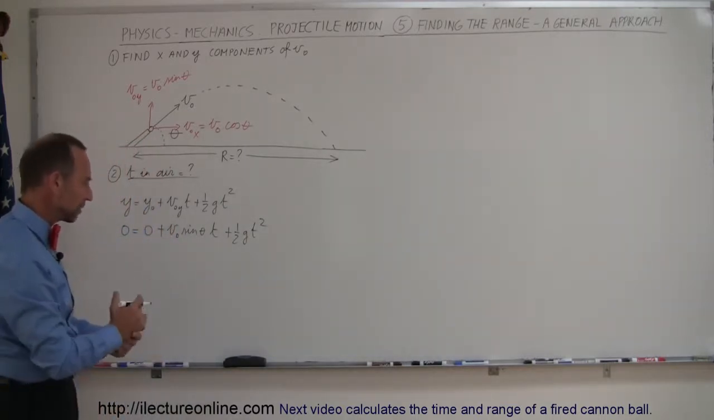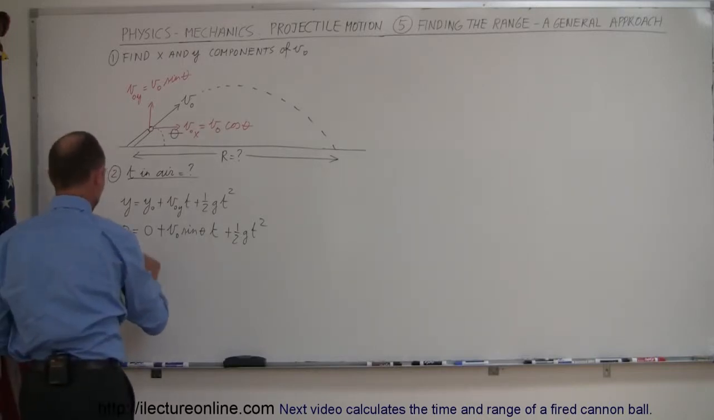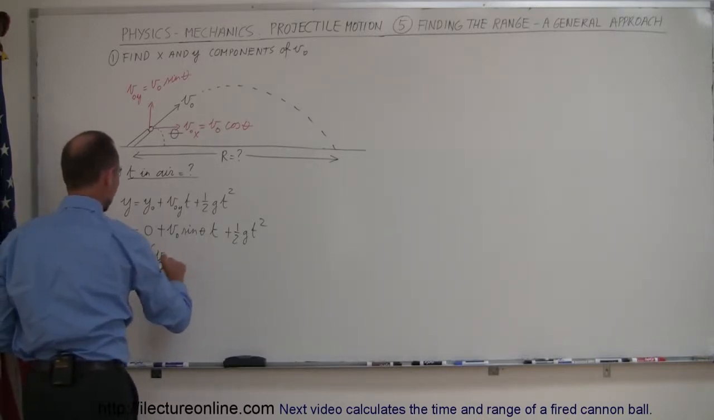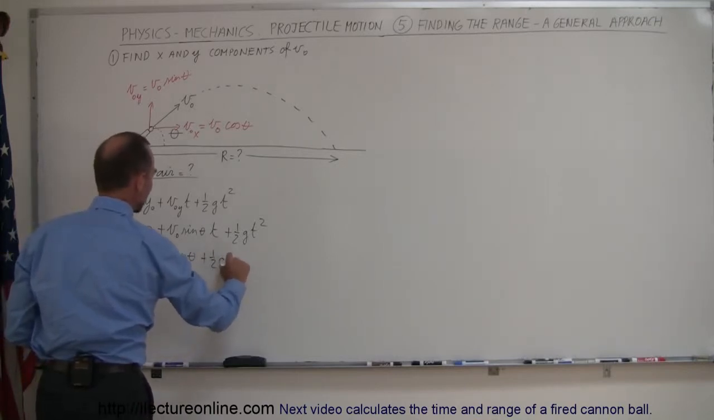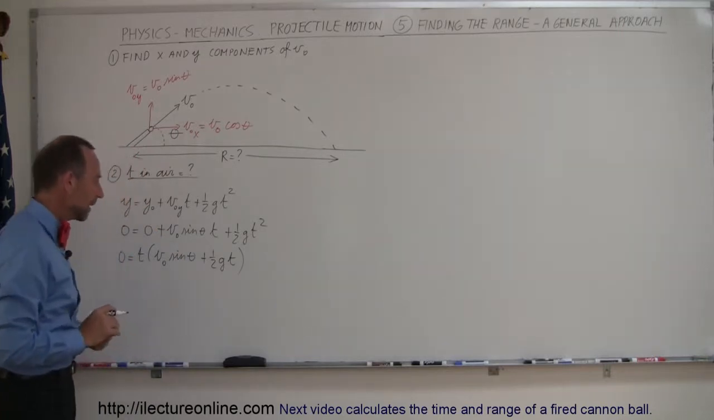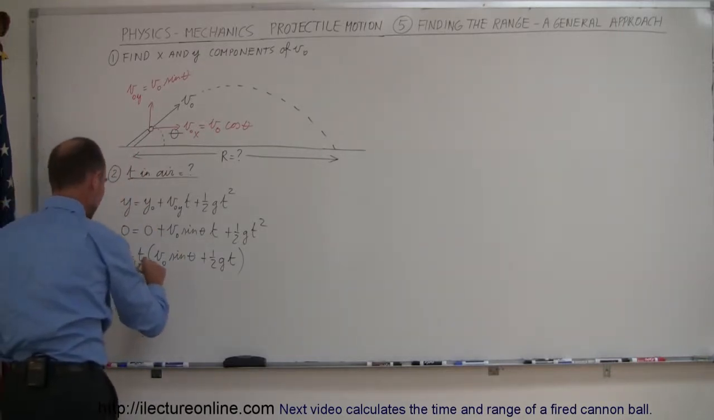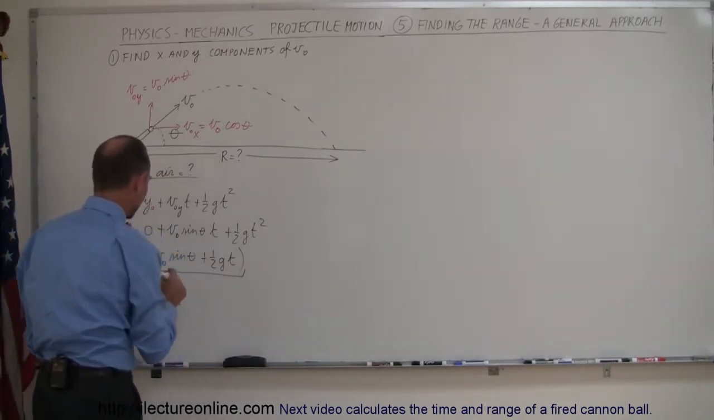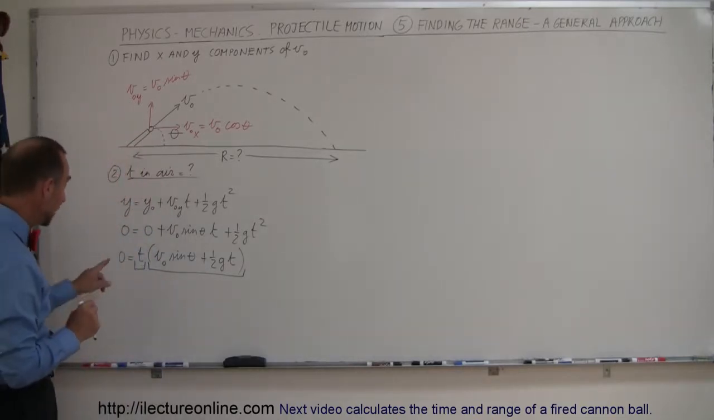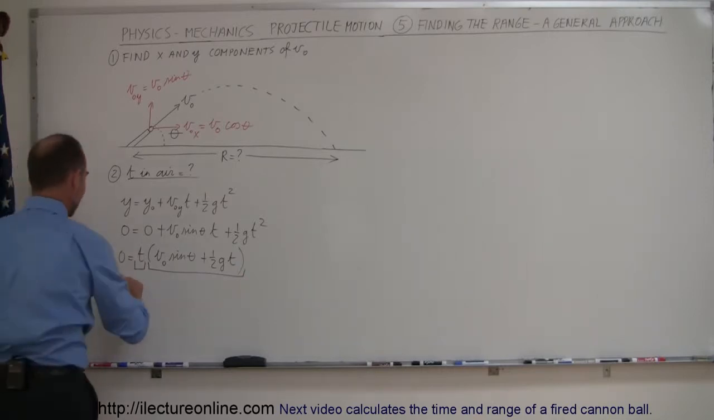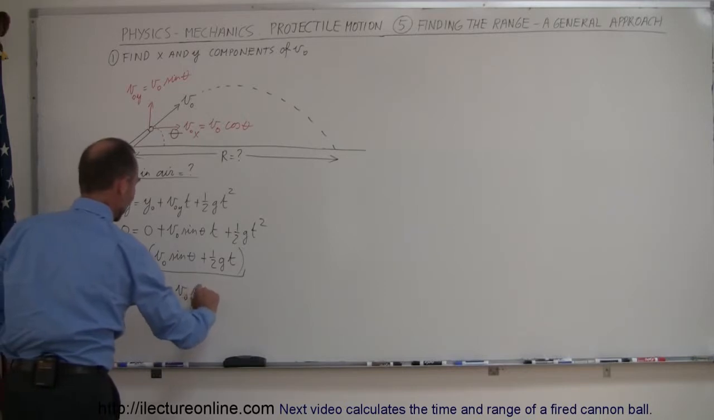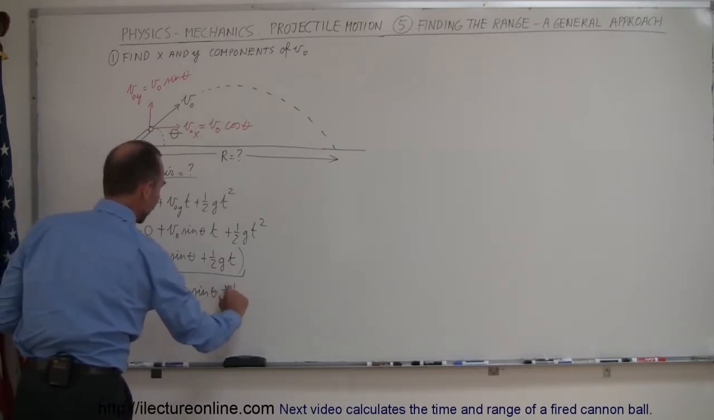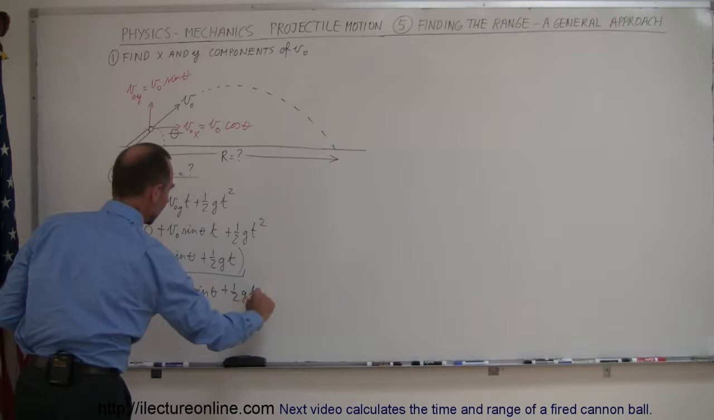Well, let's see here. We can factor out a t. So we have 0 is equal to t times v initial times the sine of theta plus 1/2 g t. All right, now we have a product of t times what's inside the parentheses. And so whenever we have a product of two things and the product equals 0, that means one or the other has to equal 0. That means t is equal to 0 or v initial sine of theta plus 1/2 g t is equal to 0.